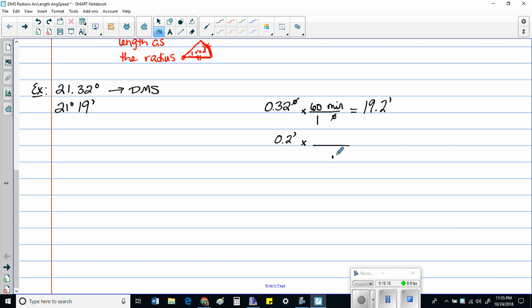Then minutes cancel here, and there are 60 seconds in a minute. So then you just do 0.2 times 60, which is 12. Sorry for the extra symbols. They use capital D, capital M, capital S, or degree, and then that symbol, which I know is normally the foot symbol, but it's a minute symbol here. And then this is seconds right there.